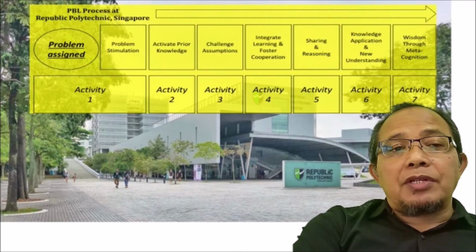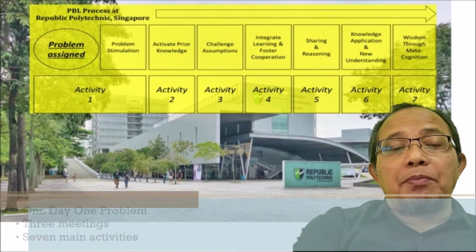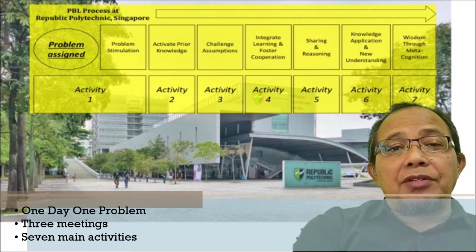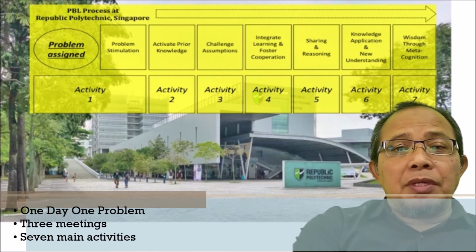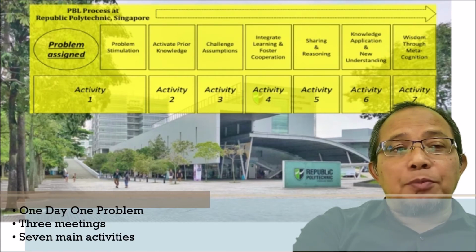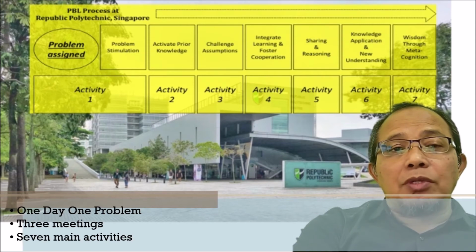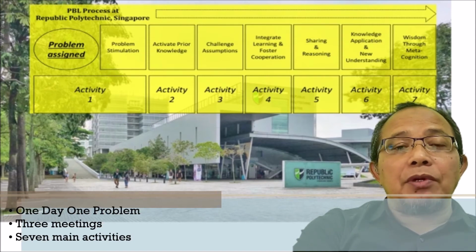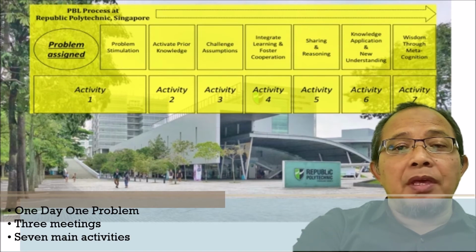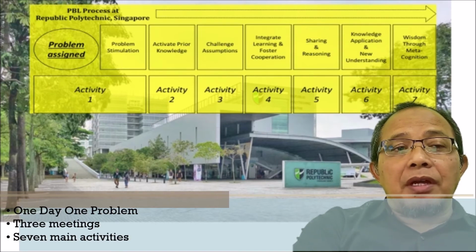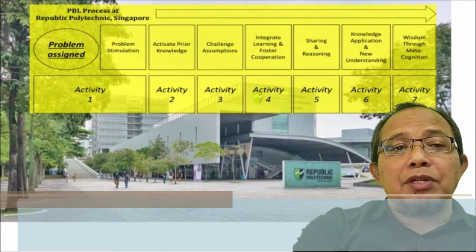One Day One Problem is a unique PBL process at Republic Polytechnic. Each day during their study period, the students will be given one problem for the learning exploration. The PBL process consists of 3 meetings where students work together to learn new knowledge and skills through the problem. During these 3 meetings, there are 7 main activities a student should be going through.